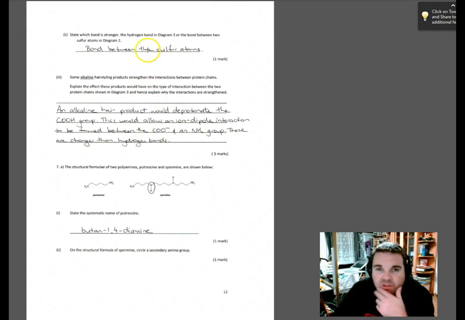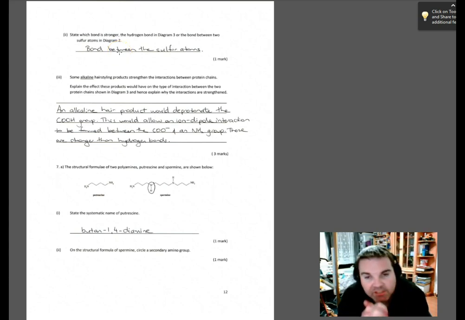State which bond is stronger, the hydrogen bond or the bond between two sulfur atoms. Hydrogen bond, and this is a question that a lot of people got wrong last year, because they went, hydrogen bonds are the strongest type of secondary bonds. Yes, correct. But a covalent bond is a primary bond, which is stronger. So the sulfur atoms bond is a covalent bond, and that is stronger than a hydrogen bond occurring between the chains.